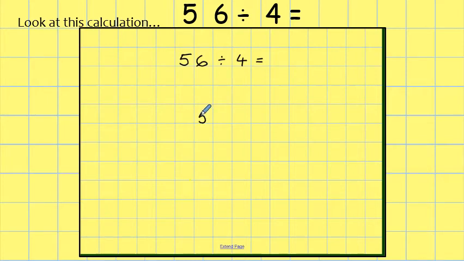So we set it out with the big number inside our bus stop, and the number that we're dividing it by is outside of that bus stop. We know that we're going to work with our tens number first. So we've got 5. How many lots of 4 are there in 5? Well, there's 1 lot of 4 in 5, and we have 1 left over.